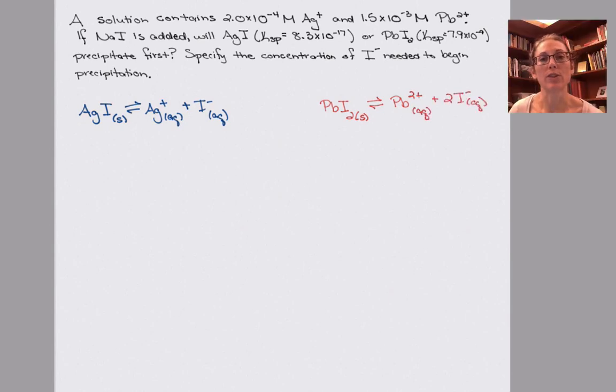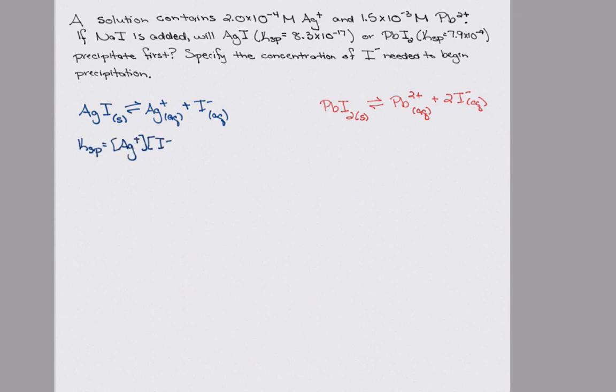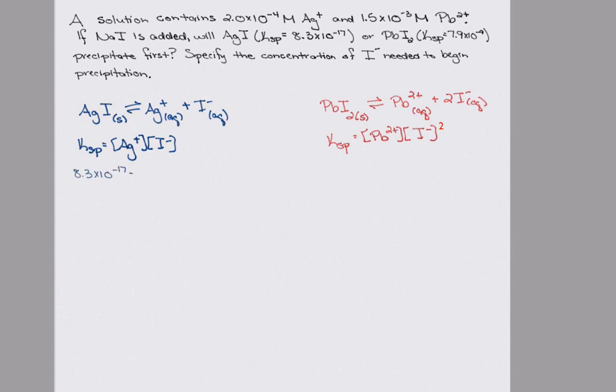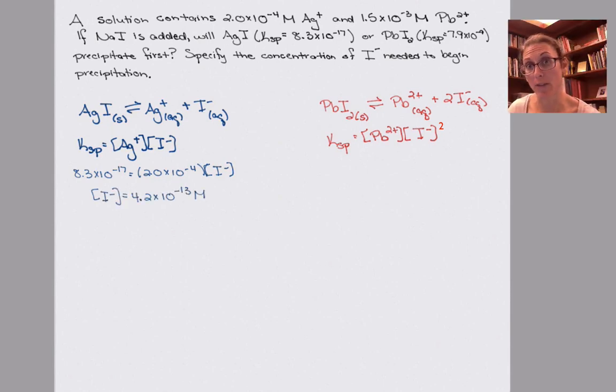I do want to make sure I'm writing my KSP expressions. And then if you'll notice, you know the value for KSP for silver iodide, and you know the concentration of silver. So we only have one unknown, and so we can plug those values in and solve for the concentration of iodide that would be found at equilibrium. That's the point where precipitation is just going to start, because we're just going to start having some solid form. I can do the same thing with the lead.